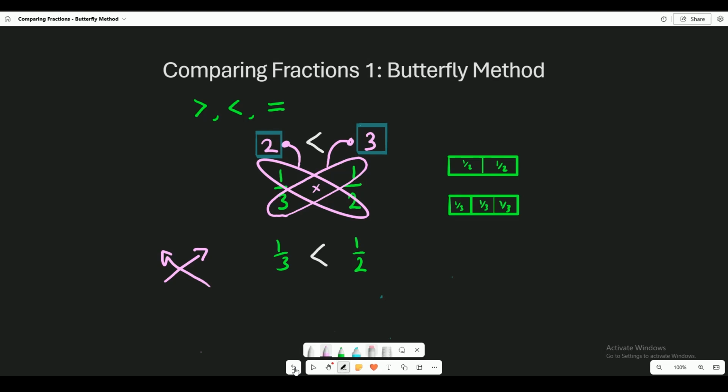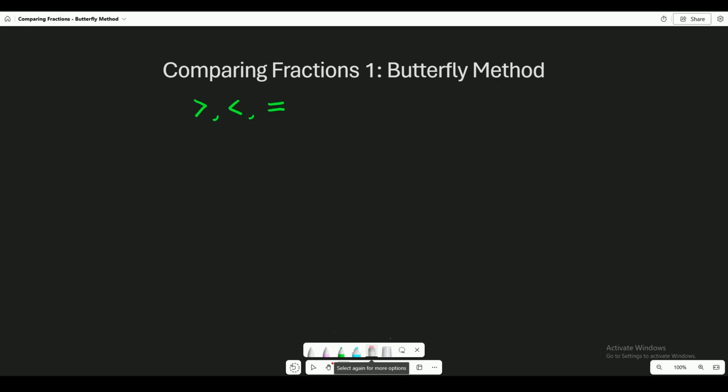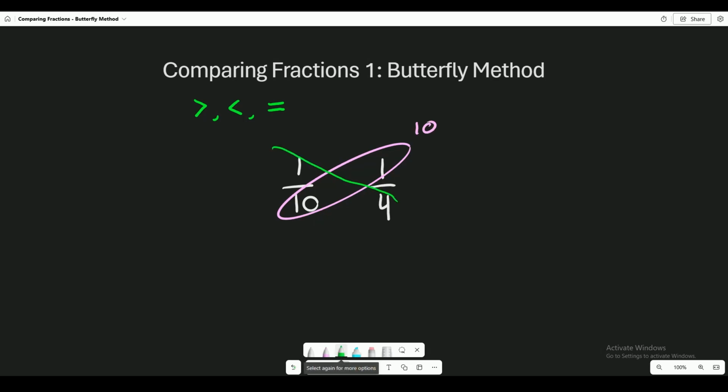All right, let's do another example so we can get some more practice in. This method works with any fraction. It's not always the easiest because some numbers are going to be difficult to multiply. Let's try another set of fractions. I have 1/10 and 1/4. I need to compare them. Which one's greater, less, or equal? Let's do the butterfly method. 10 times 1 is equal to 10. Now 4 times, let me use a different color.